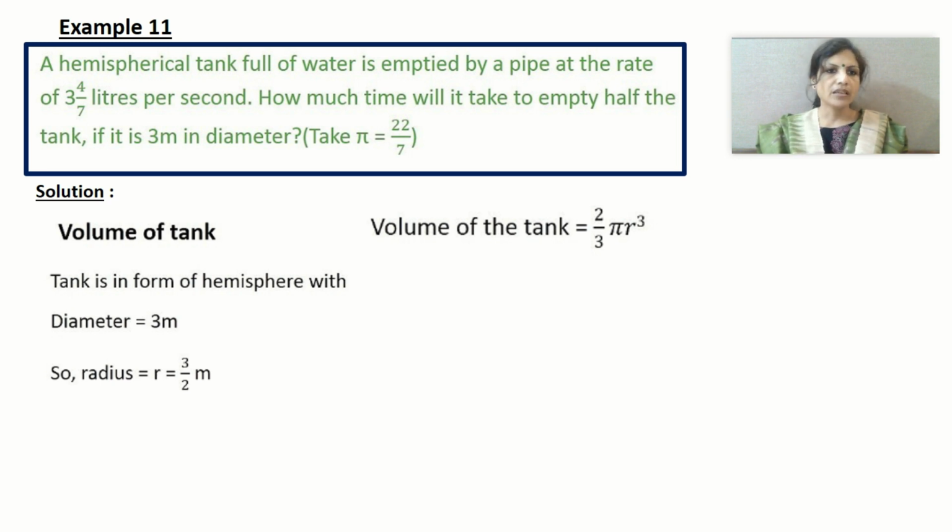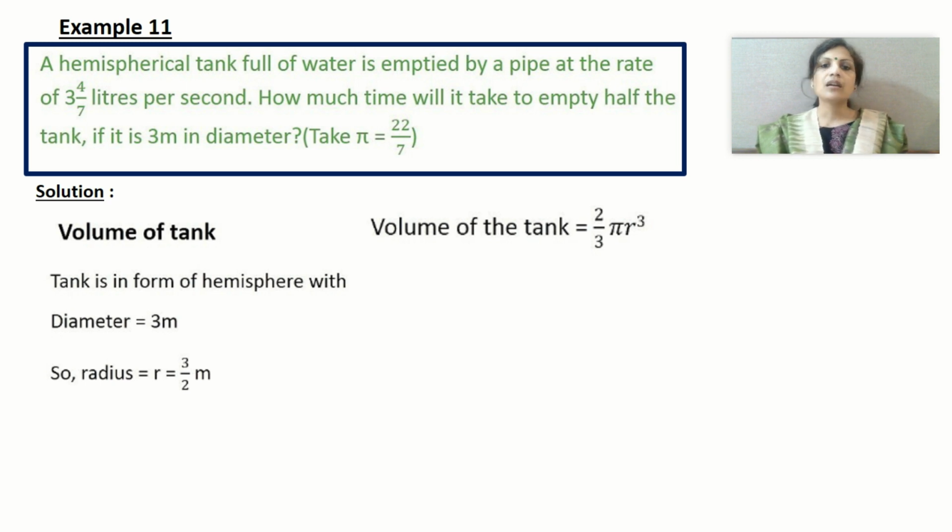Now understand the sum. A hemispherical tank. So the shape of the tank is hemispherical. This tank is full of water, and we are given that the water is emptied by a pipe at the rate of 3 and 4/7 liters in 1 second. So the pipe is taking out water from the tank, and in 1 second it is taking 3 and 4/7 liters of water.